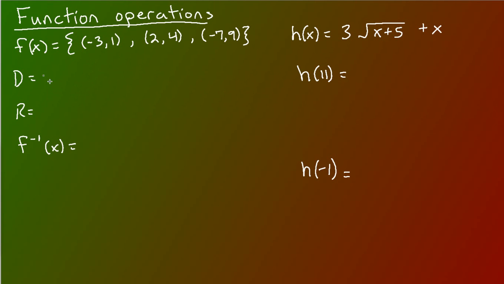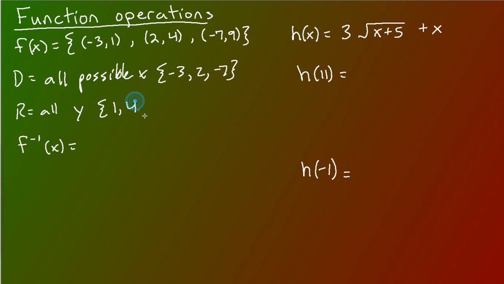So we might ask, what is the domain of this? Remember, domain is all the possible x values. In this case, our domain is -3, 2, and -7. And the range is all the y values that are possible. In this case, we have 1, 4, and 9. We'll get to this notation here in a minute.